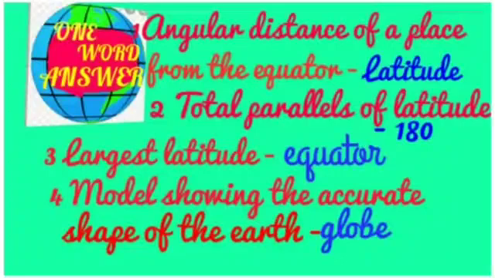Now, according to the topics which we have revised, there are some one-word answers. Angular distance of a place from the equator, that is latitude. Total parallels of latitude are 180. Largest latitude is the equator. Model showing the accurate shape of the earth is called a globe. Children, these are the 4 one-word answers.